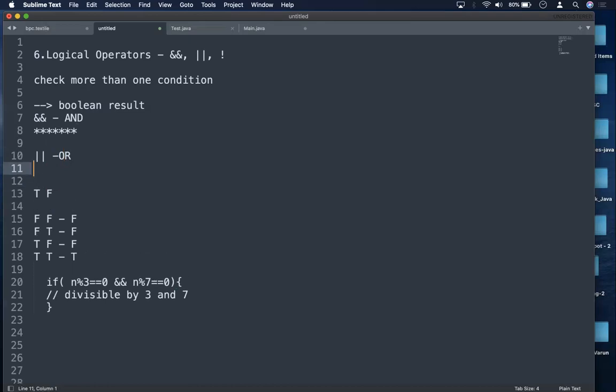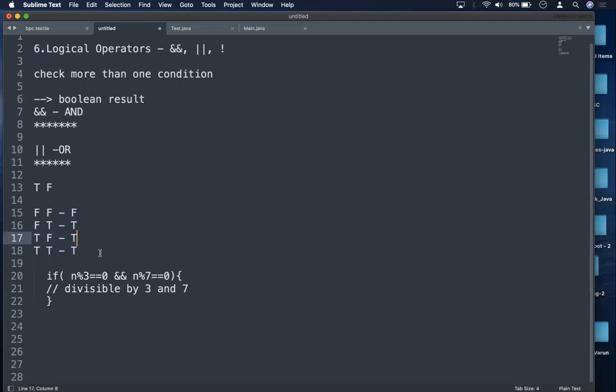Okay, and how it will work. So we have true and false, and then what is the result when you say this is OR operator? The OR operator will give you false only when both the inputs are false. If at least one is true, then it is going to be true. Only when false and false, it is false. In all the rest of the cases, it is going to be true.